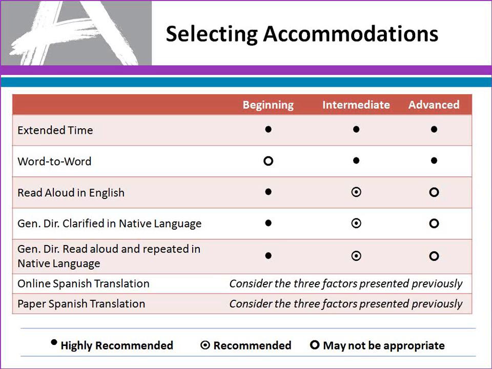So on this chart, and this chart is actually in the PARCC accommodations manual as well, the solid black dot is highly recommended. The open black dot with the little tiny black dot is recommended, and then the open black dot may not be appropriate for these different levels. So extended time, you can see, is highly recommended. Word-to-word translations may not be appropriate for beginning students, but they may be appropriate for intermediate and advanced students because they have more language proficiency. So these would all be helpful in trying to figure out which accommodations you would need.